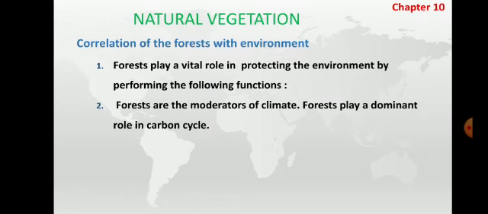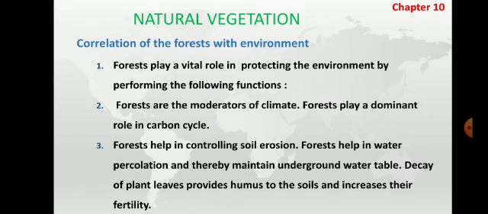Next is that forests help in controlling soil erosion, soil degradation, and floods. In the forest, the roots of trees will hold the soil so tightly that in the time of floods, you can see less soil erosion takes place, isn't it? That is why they are very helpful in land reclamation and flood control. Forests help in water percolation so that they maintain the underground water table. Decay of plant leaves provides humus to the soil and increases its fertility. So you can see the forest soils are very fertile, that is due to the humus.